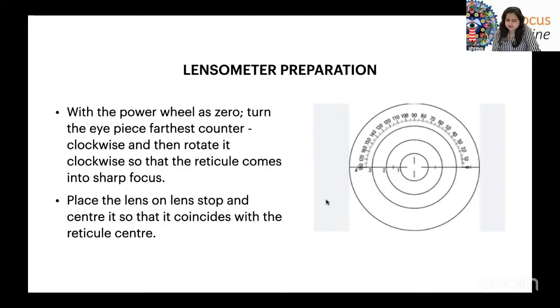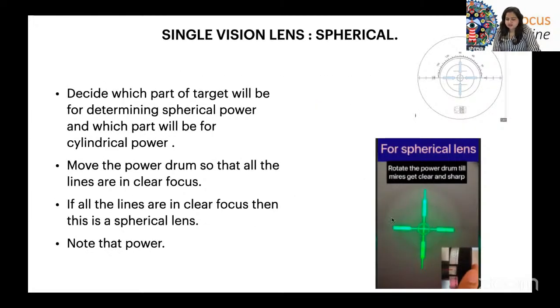Now we have to place the lens in the lens stop, and we have to see whether or not its center is coinciding with this particular reticule. Now, these are the Mires for spherical lenses. Now we have already placed the lens on the lens stop. So firstly, on turning the power wheel, if all 4 of these Mires are getting focused, this means that this is a simple spherical lens and there is no cylindrical power to it. So we'll just read the value from the power drum, and that will be the power of this particular lens.